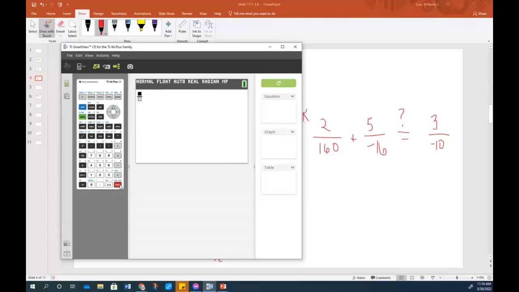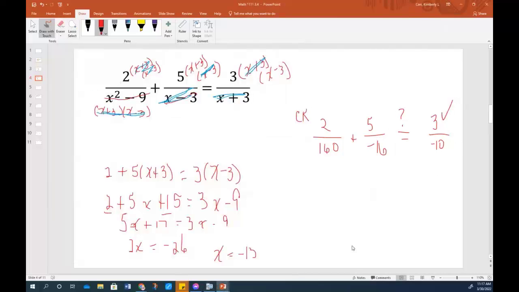Alpha y equals, enter, 2 over 160. And then I have plus a fraction that has 5 over negative 16. Now typically I would bring that minus out to the front and just say minus 5/16, but I'm going to try it just like it's written there. So I get negative 3/10. So yay, it checks. And again, we're expecting them to check, but you just need to watch out for that possibility. So negative 13 is the answer there.